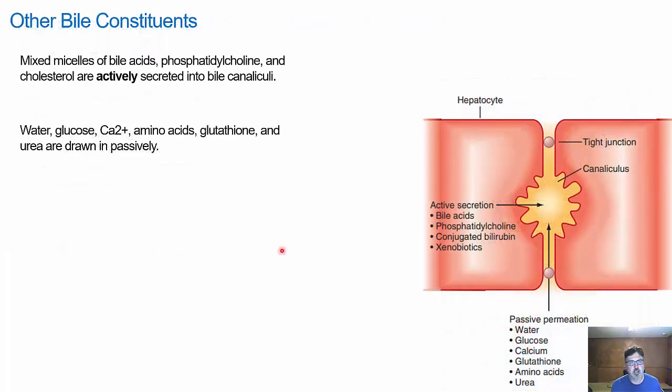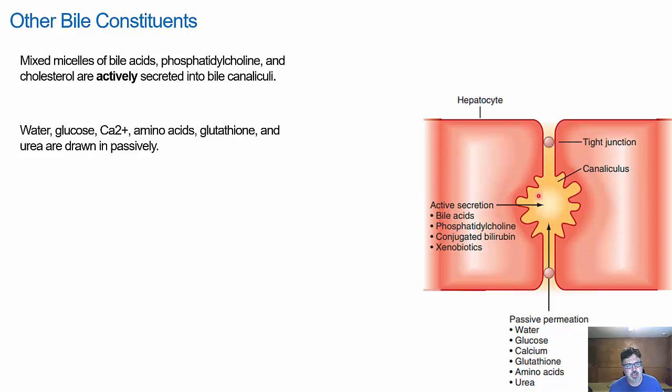Of course, there are other bile constituents, and you'll see some of these things are actively secreted into the bile. So, for example, bile acids, phosphatidylcholine, conjugated bilirubin, and xenobiotics are all actively transported into this bile canaliculi here. And these tight junctions will help to make sure that they stay in this area and are not diffusing away.